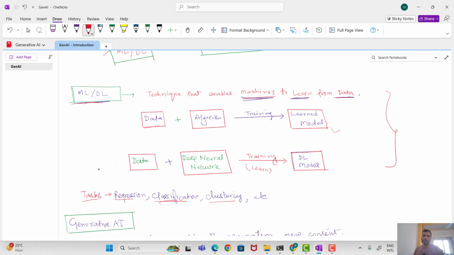Algorithms are trained on the data, and after training, the algorithm is able to learn the pattern within the data. This type of learned algorithm we are going to call a model. After training, that model is now able to predict, classify, or cluster, and it can perform different tasks like regression, classification, clustering, and many more. So in machine learning, for a particular task, a particular algorithm is trained on the data, and that trained algorithm, that is the model, can perform a particular task.